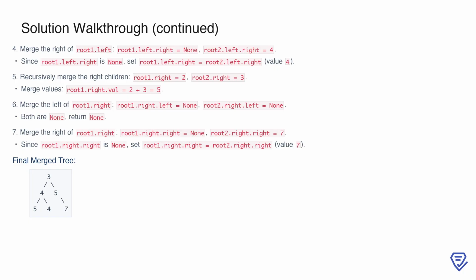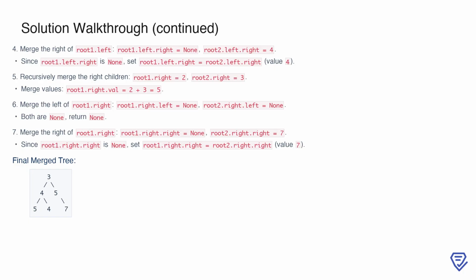Shifting focus to the right child of the root, tree 1 has a value of 2, and tree 2 has a value of 3. Adding these gives us 5 for the merged tree's right child. Both trees lack a left child at this position, so the left child remains None. However, the right child of tree 2 has a value of 7, while tree 1 has no corresponding node. Since the node in tree 1 is None, we use the node from tree 2, resulting in a right child value of 7.